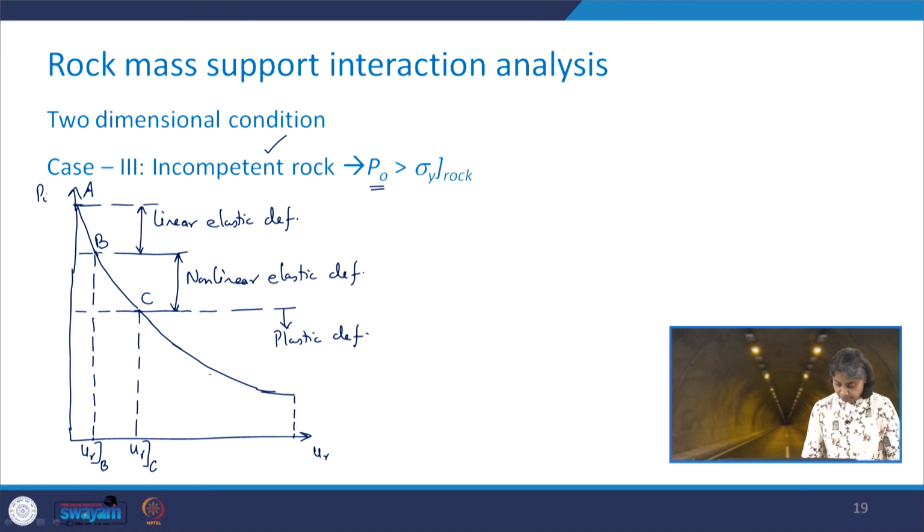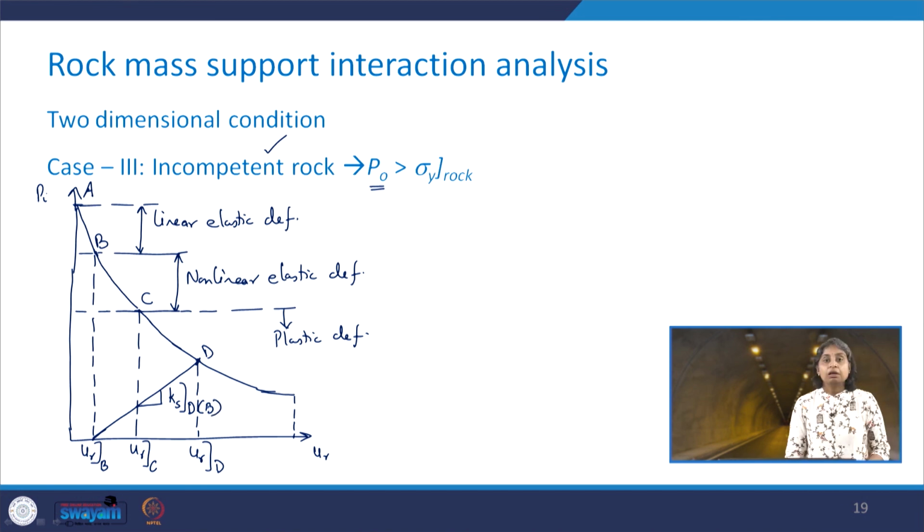And say if I take another point here which is D, and in this case UR at B is allowed. So, corresponding to this we have UR at D. Its stiffness is written with a little bit different notation, that it is Ks at D when the deformation at B is allowed. So, this is how its behavior is going to be. Now, let us try to understand some of the values here. Basically here this point I will mark as E. So, basically here A, B, C, D, E is giving us the idea about the ground response curve.